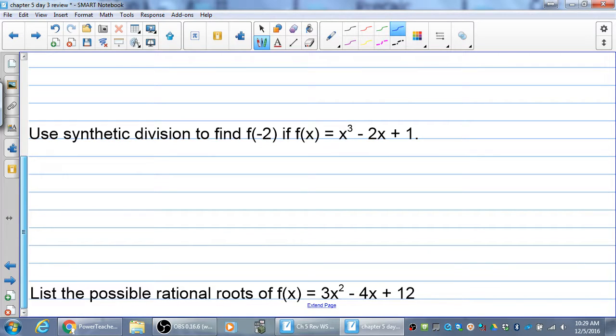Use synthetic division to find f of negative 2. Well, I know what it is. It's negative 8 plus 4, which is negative 4. I'll bet it's negative 3. That's what I'm guessing. I'm guessing it's negative 3, because if you plug negative 2 in, let's see, that's negative 8 plus 4, negative 3. But if you plug this in synthetically, the remainder should be negative 3, should be the same. 1, 0, negative 2, 1. Would you have forgotten the 0?